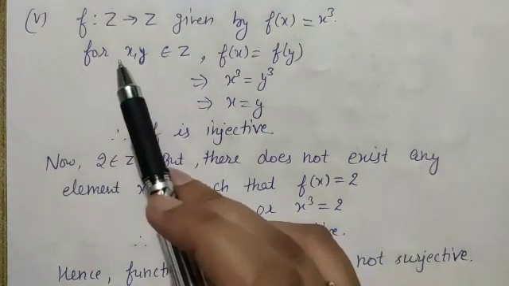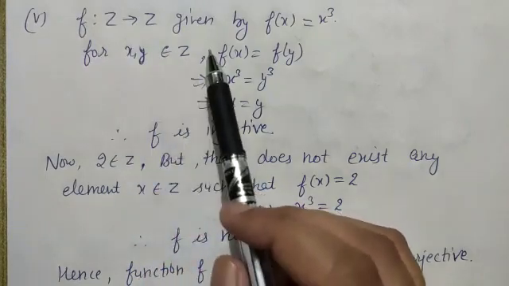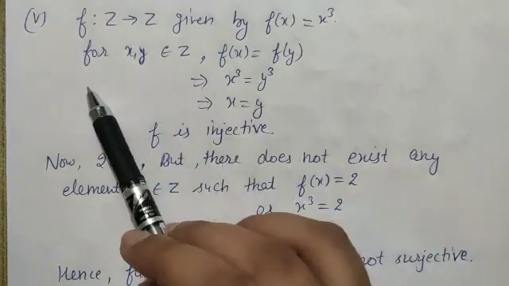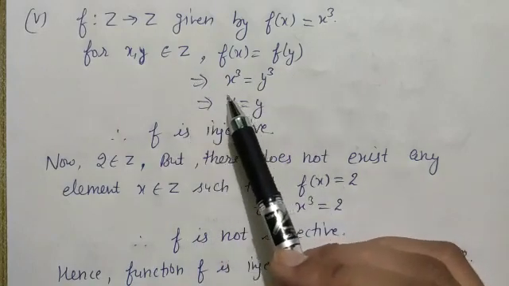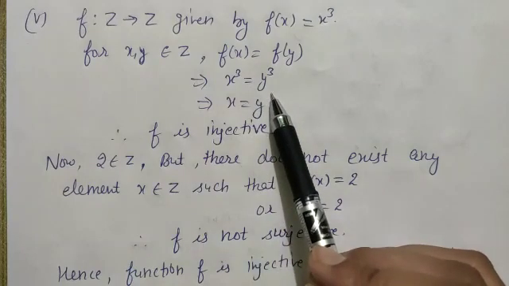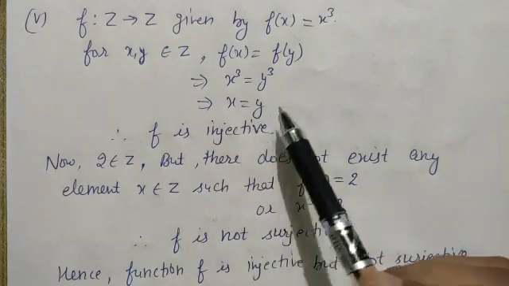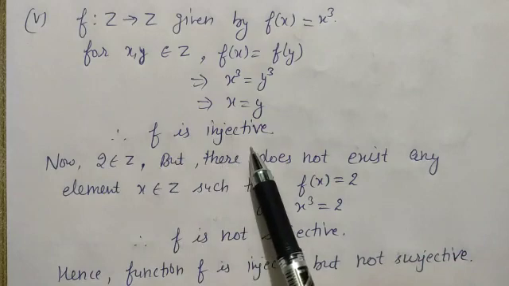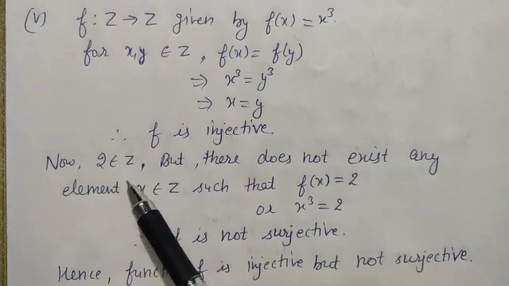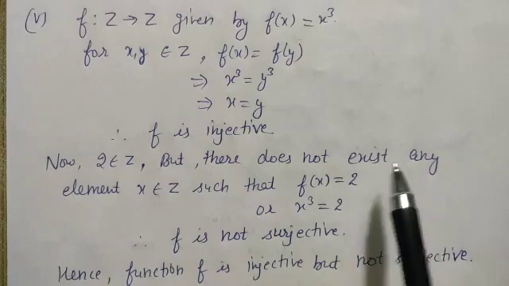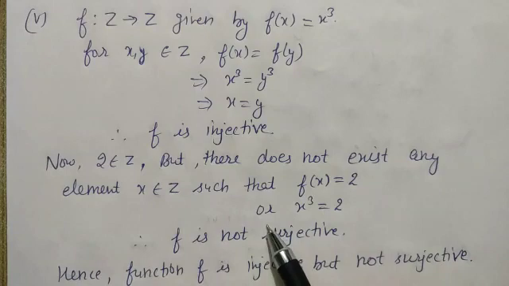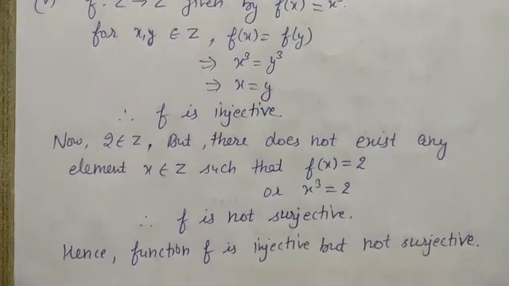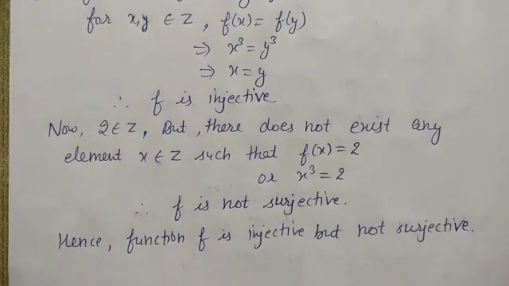Fifth part is f from Z to Z given by f of x equals to x cube. For x, y belongs to Z, f of x equals to f of y, it implies x cube equals to y cube. And again it implies x equals to y. Therefore, f is injective here. Now, 2 belongs to Z, but there does not exist any element x belongs to Z such that f of x equals to 2 or x cube equals to 2. Therefore, f is not surjective here. Hence, function f is injective but not surjective.